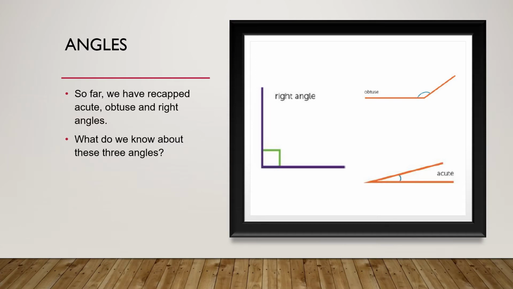Hello everyone, and welcome back to look at some more about angles. Now today we're going to look more at the year 5 stuff about angles. We've looked at some of the year 4 stuff, which has given us a good basis. Now we're going to move on, and we've recapped acute, obtuse and right angles.